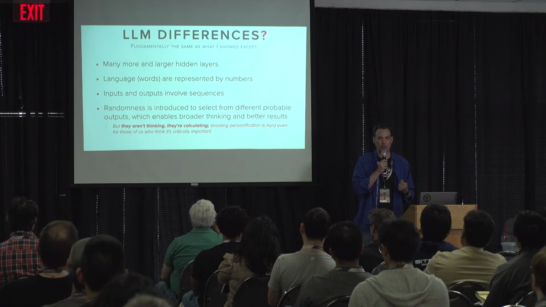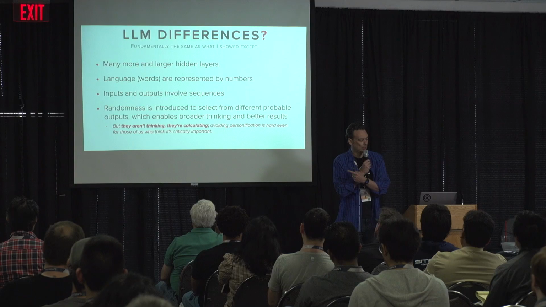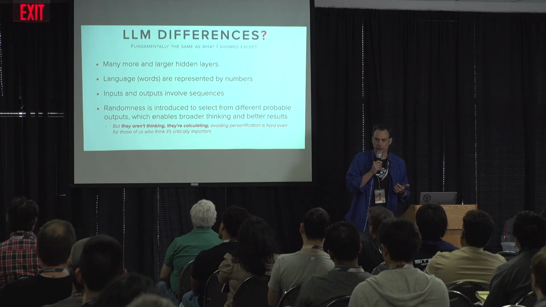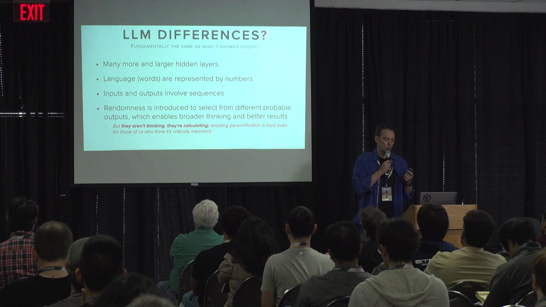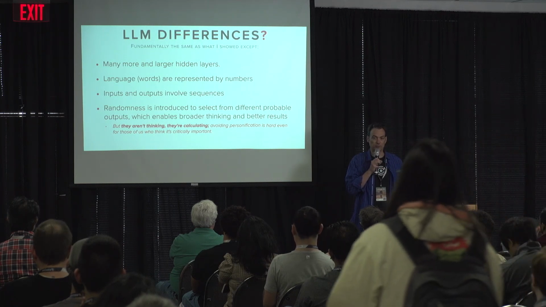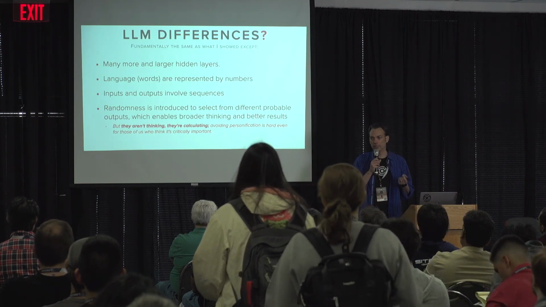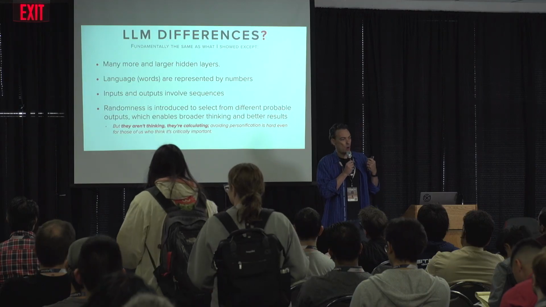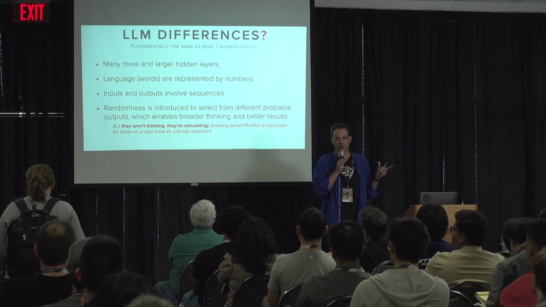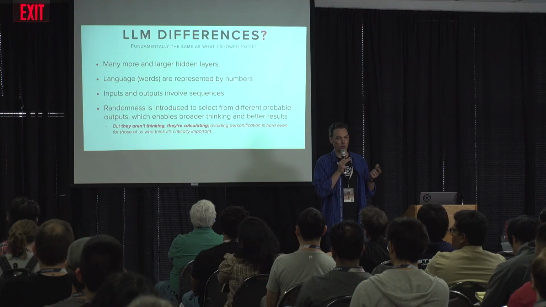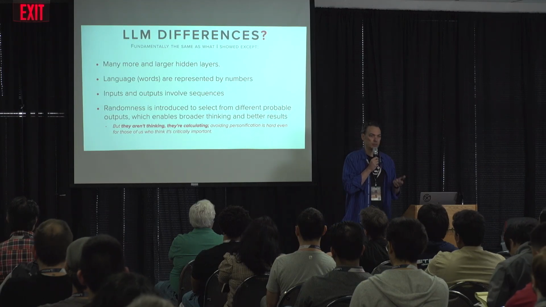Now, how is an LLM different from what we just built? Many more and larger hidden layers, okay? Lots more weights and biases. Words are represented by numbers, and a sequence of numbers goes through it. And then there's randomness introduced so that the outputs are not always the same. Okay? This makes them much better at brainstorming, much better at giving results, but it also creates its own set of problems, especially in a world of security.